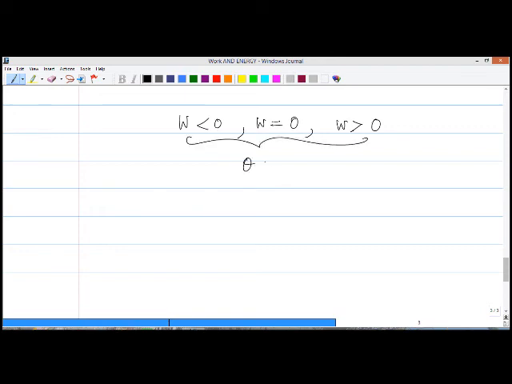If the angle theta is greater than 90 and less than 180, then we have negative work. If theta equals 90, we have zero work, and if the angle is less than 90, then we have positive work. So we understand these things.